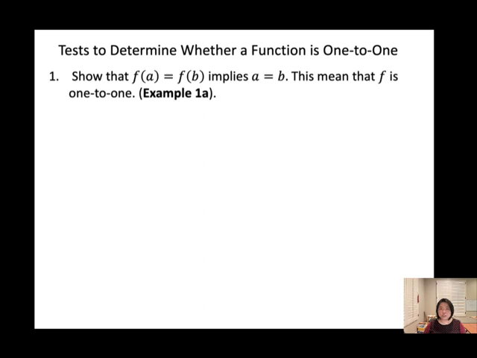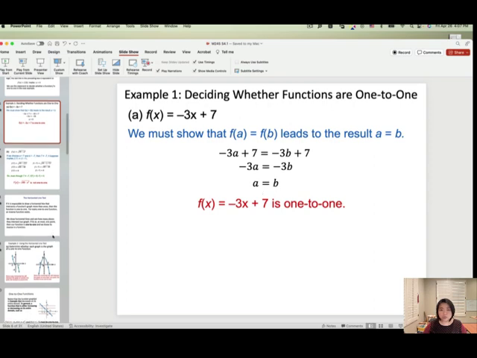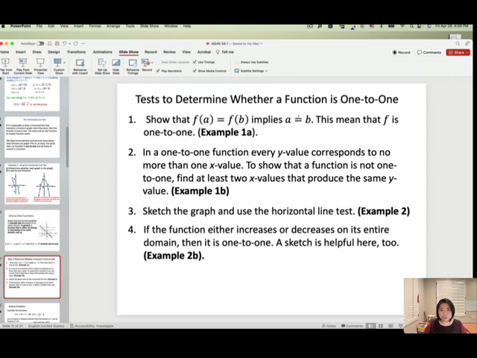Test to determine whether a function is one-to-one. Number 1, f of a equal to f of b implies that a equal to b. This means that f is a one-to-one function. So in this example, we saw that f of a equal to f of b, and then we found a equal to b, so this is going to be a one-to-one function, right? And then number 2, in a one-to-one function, every y value corresponds to no more than one x value. To show that a function is not one-to-one, find at least 2 x values that produce the same y value.